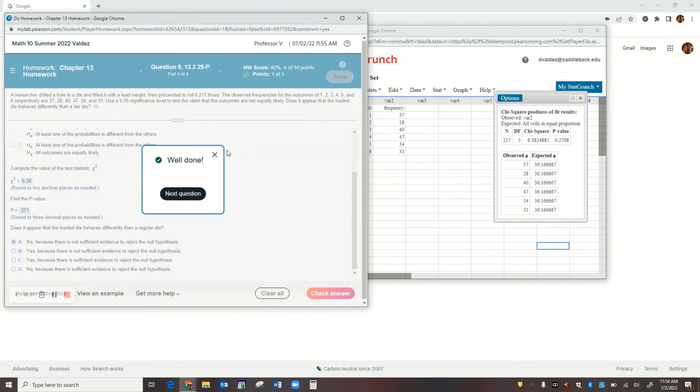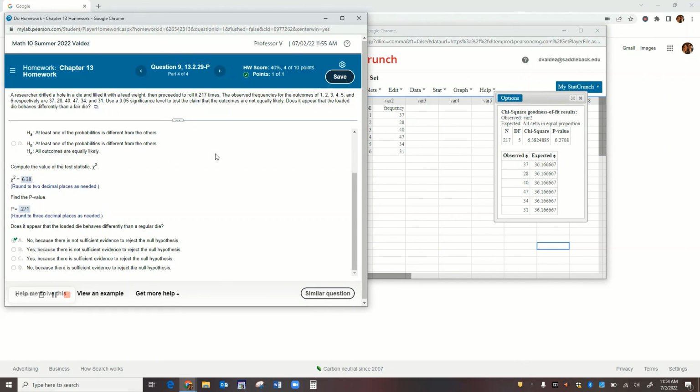Well done. So, and this goes back to when we studied probability. If you think about it in chapter 4, like just because you do have a fair die, in this case it was loaded, but there's no guarantee that when you roll it 217 times, you're going to get an equal number, right, of all of the possible outcomes. That's just how probability works. But it's close enough to being equally distributed that we don't say that this lead weight changed the likelihood of the outcomes. So that's it for chapter 13.